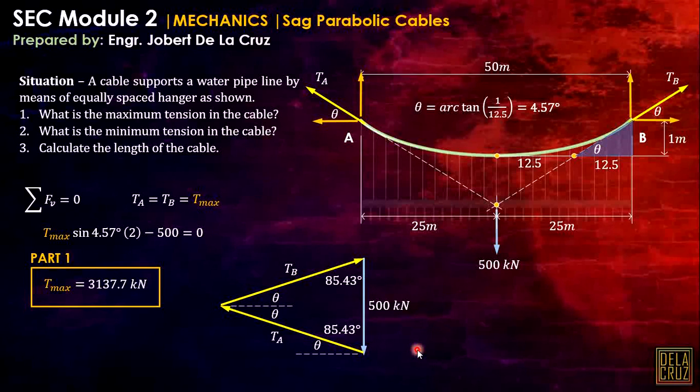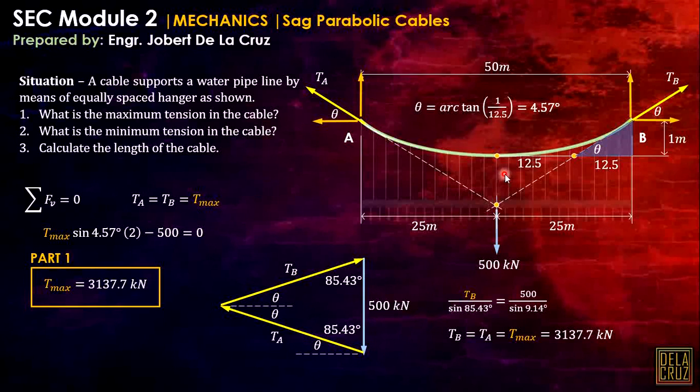Now, by sine law, TA over the sine of the opposite angle, that one, TB, and that one is equals to the 500 over the sine of opposite angle, twice of theta, and we calculate TB, and of course that is the same with TA, and that is the maximum. This will give us the same answer lang din. Okay, so anyways, that is another solution lang.